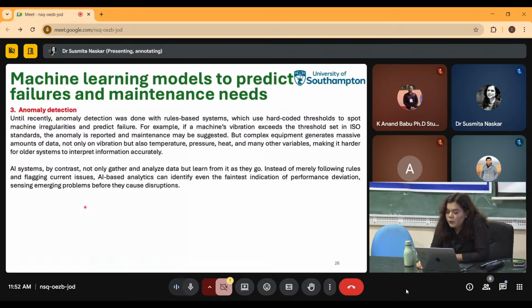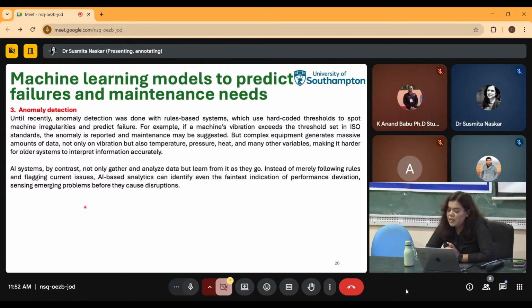Now another important one is anomaly detection. Traditionally, anomaly detection relied on rules-based systems with hardcoded thresholds. For example, a machine's vibration might be compared to an ISO standard, and any excess would trigger a maintenance report. While effective in simple scenarios, this approach struggles with today's complex machines, which can produce enormous volumes of data, not just in vibration but also in temperature, pressure, heat, and many more. Older systems cannot easily interpret such varied information.